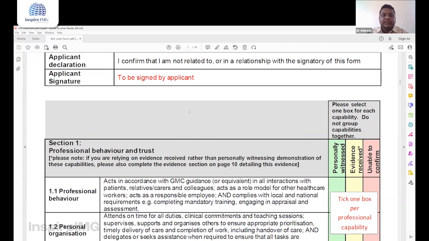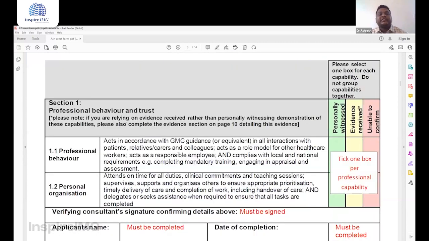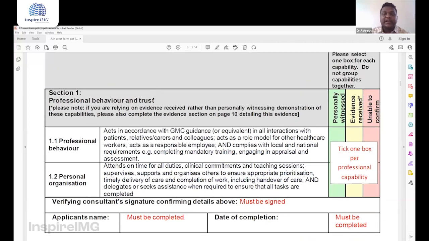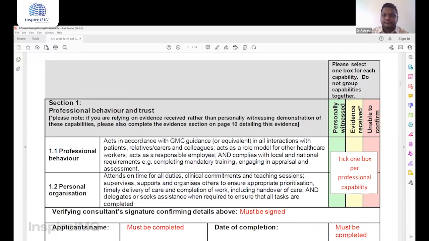So this is the first page, where there's a section which starts with professional behavior and trust. In this, there are a set of questions which the consultant might ask you, or might not ask you. He might have observed you during your work tenure. So the consultant has to tick one box of the 3 columns. It might be personally witnessed. If he has witnessed your competencies, your medical practice, he can tick the personally witnessed section.